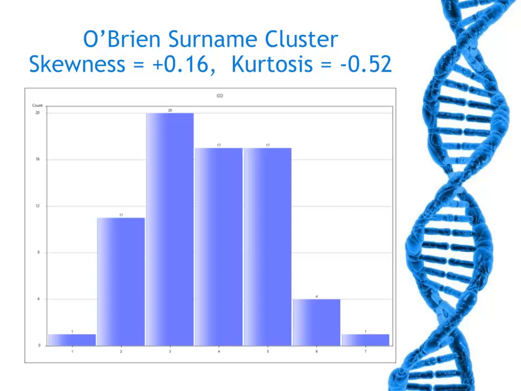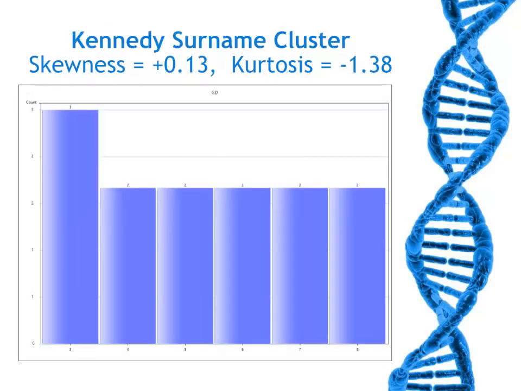Once again, it does have a skinny tail on the right and a little tail on the left, but with such a small sample size, this is expected. But it does appear to be somewhat of a good normal curve. But then you look at the Kennedy surname cluster. Wow, this is very different.